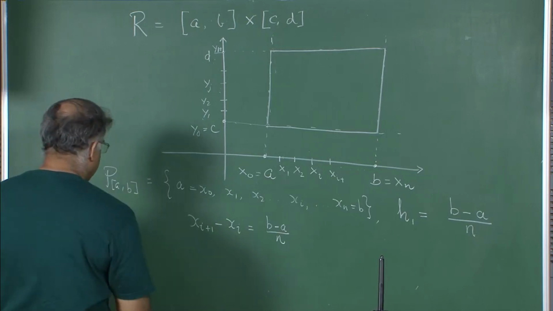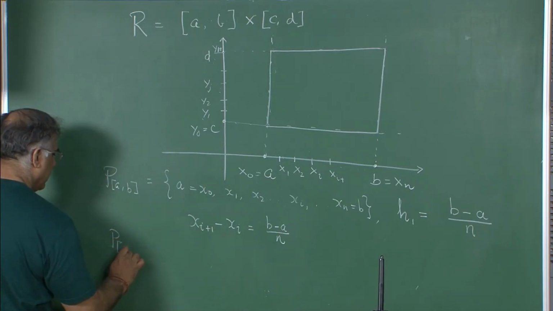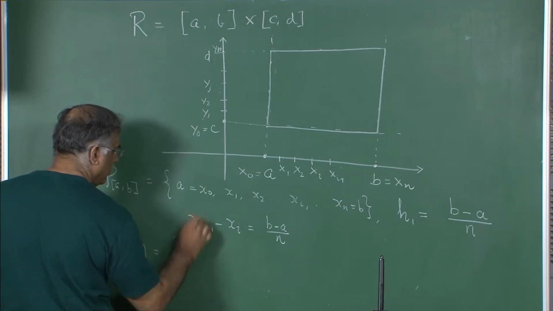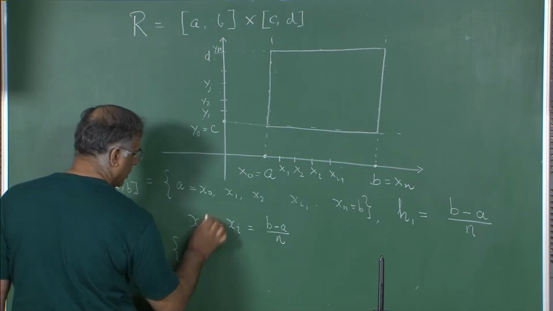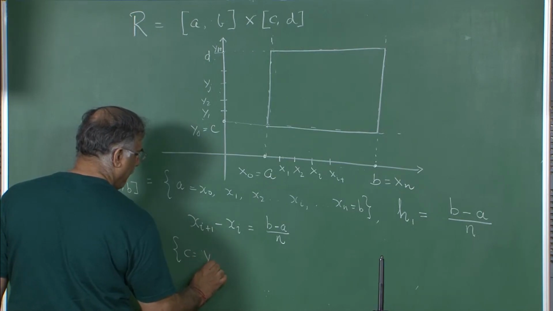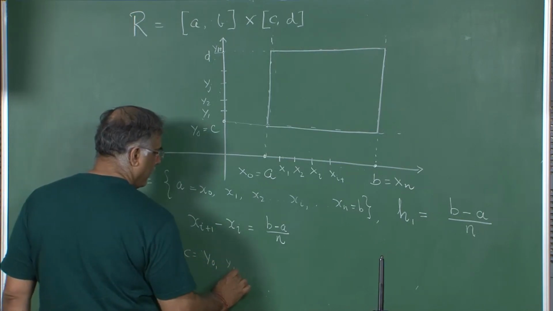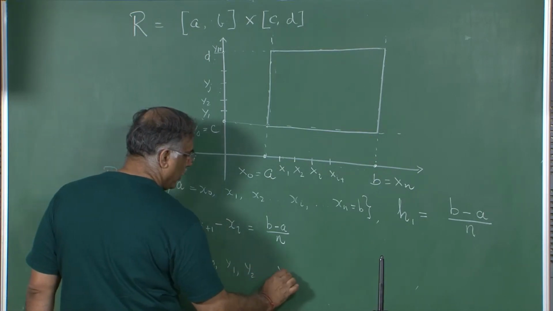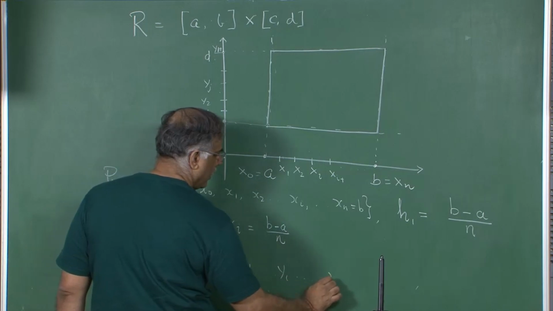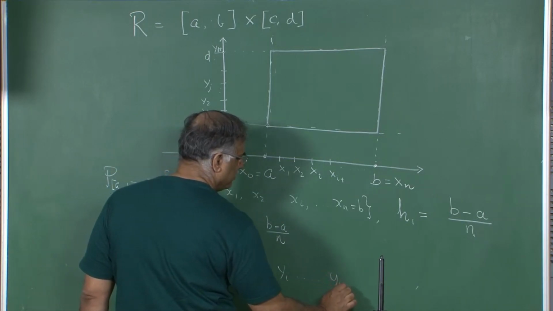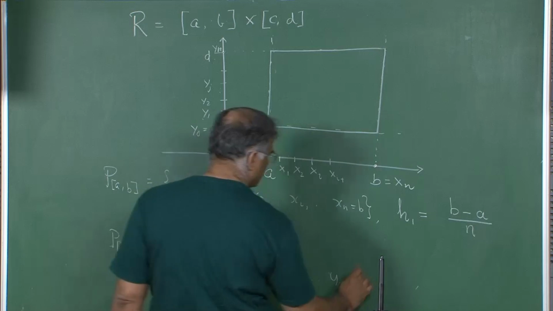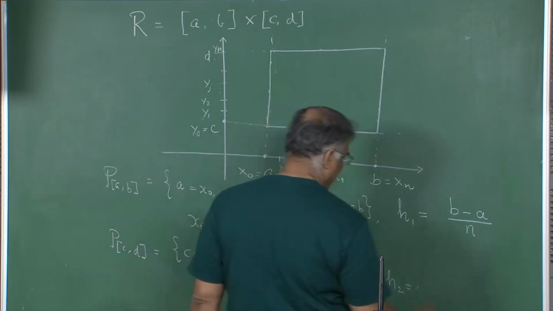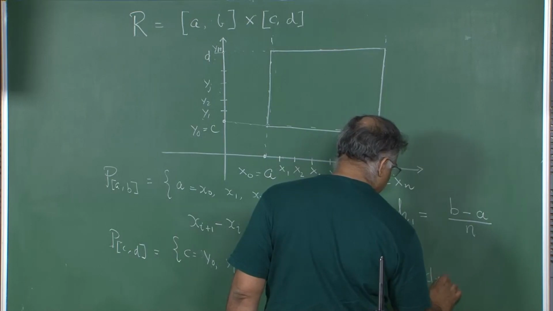So in that case the partitioning of CD is equal to C equal to y0, y1, y2, yi, yn equal to d, with the gap being nothing but d minus c by n.